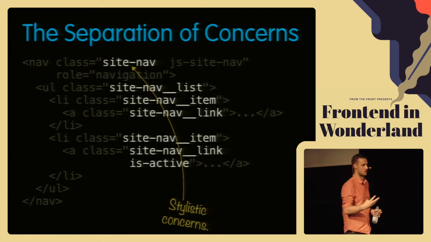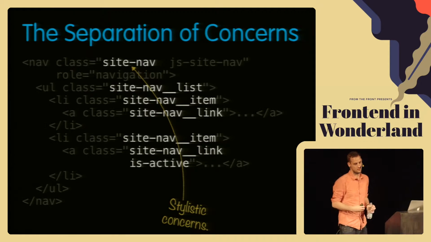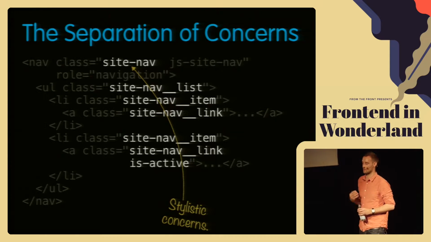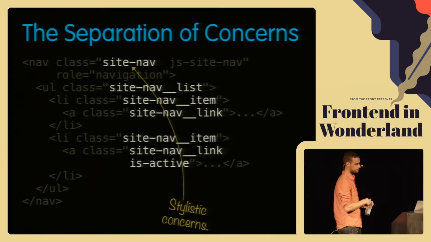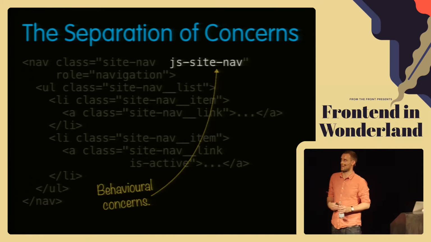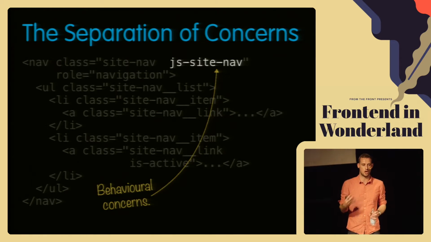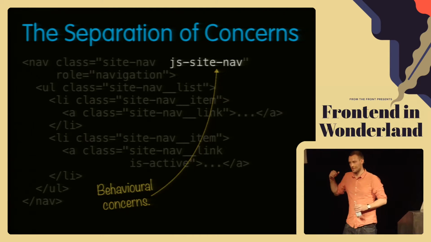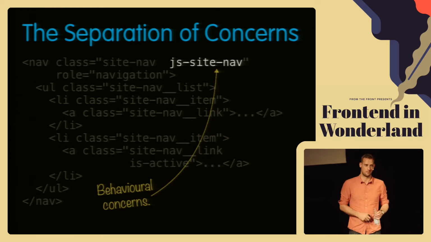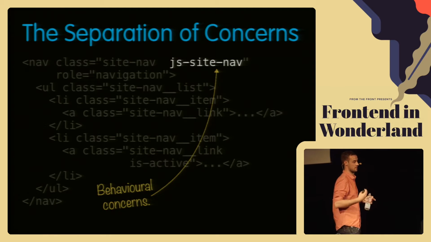CSS is an extension. It's an addition to HTML. So we should add this as a separate layer. Our stylistic concern should live completely separately from our semantic concerns. Finally, we can add a behavioral concern. This means we can add or remove JavaScript without affecting any of our semantic decisions, without damaging any of our accessibility decisions, without ruining any of our stylistic decisions.